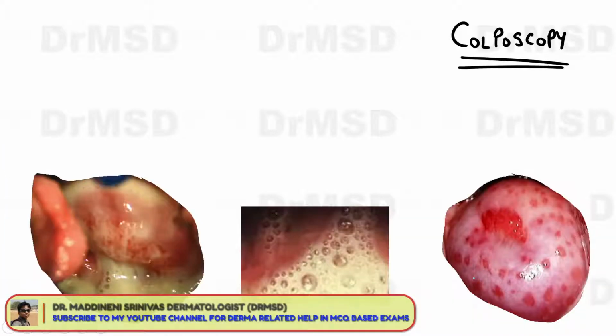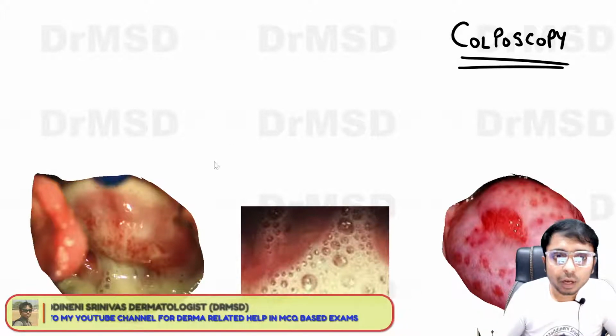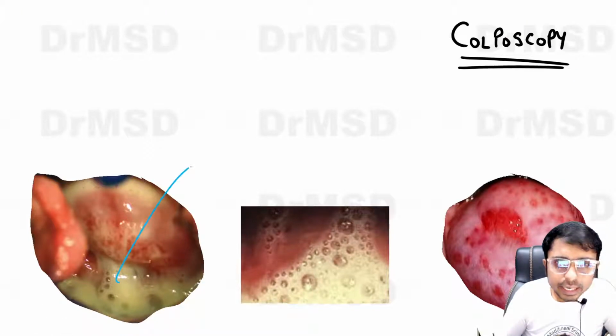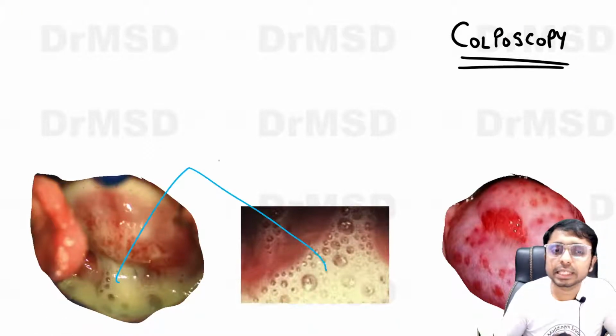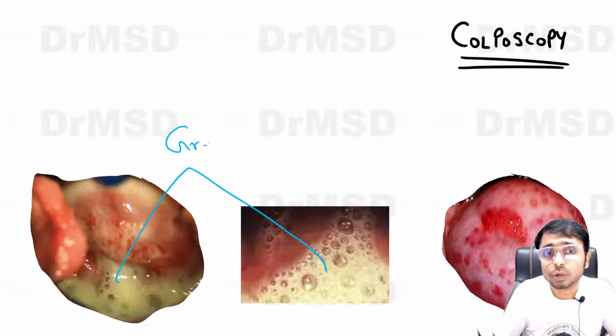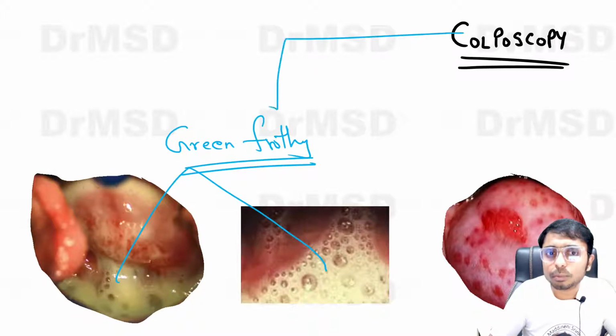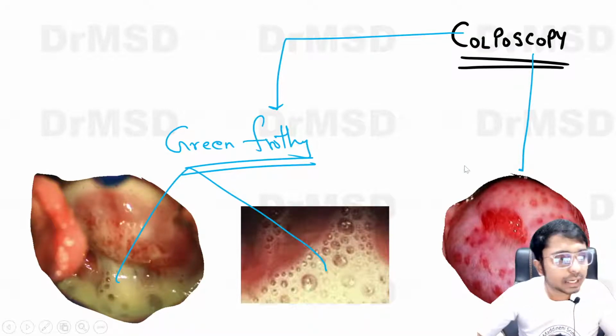Okay, so these are some of the features. So this is the green frothy discharge. Frothy means bubbles, air bubbles are there, so it is called frothy. So green frothy discharge you are able to see. And mind you, these are colposcopic pictures which are mentioned here. And this is the cervix.